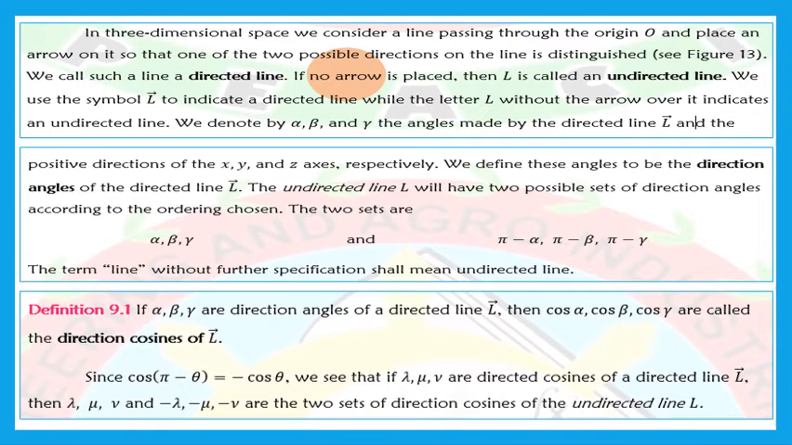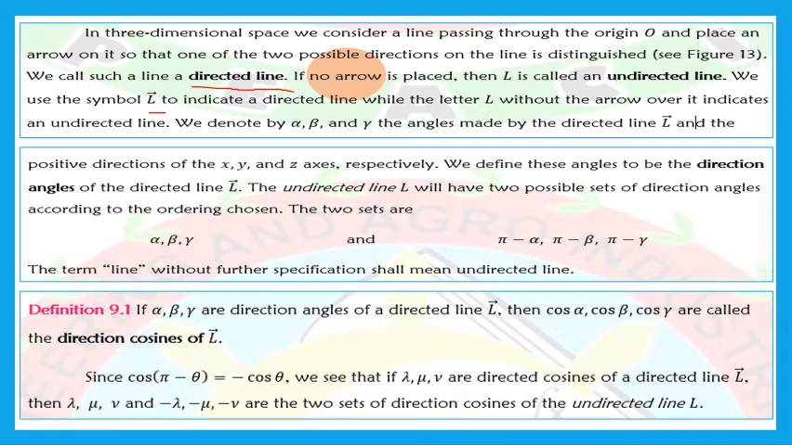In 3-dimensional space, we consider a line passing through the origin O and place an arrow on it so that one of the two possible directions on the line is distinguished. So we call such a line directed line. Okay, kung may arrow, directed line. If no arrow naman is placed, then L is called an undirected line. We use this symbol to indicate a directed line, while the letter L without the arrow over it indicates an undirected line.